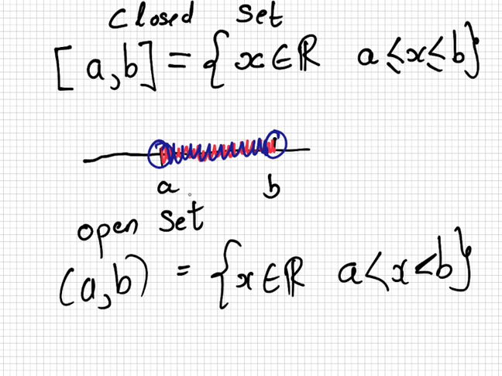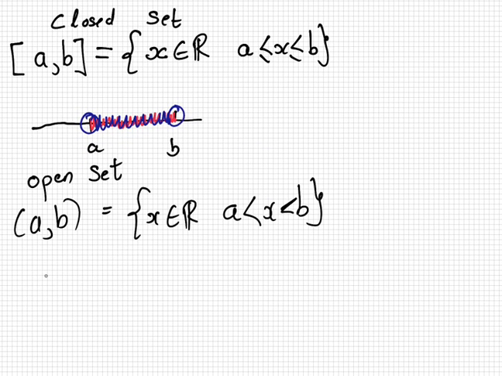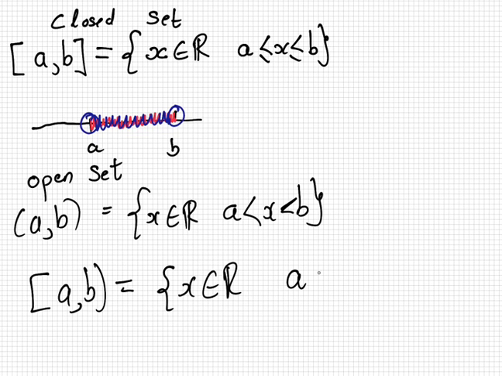Can you mix open and closed? You can. So for example, if you had something like this, it's all the numbers between A and B, but we have the A and we don't have the B.